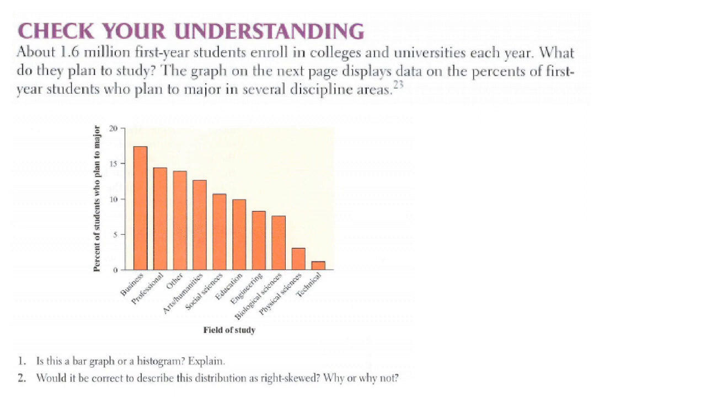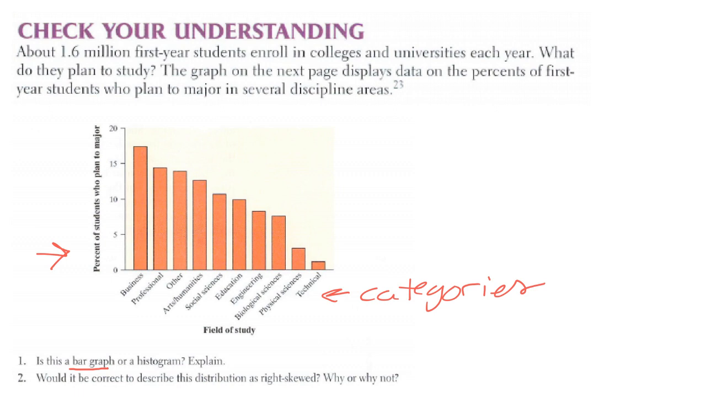So when we look at this data, yes, it tells me the percent of students who plan to major, but these are not measurements on the bottom. These are categories. I am sorting data into these categories. So this is a bar graph. I can easily see that 18% of them are going to be business majors, professional, other, arts and humanities. So this is a bar graph, field of study being categorical.